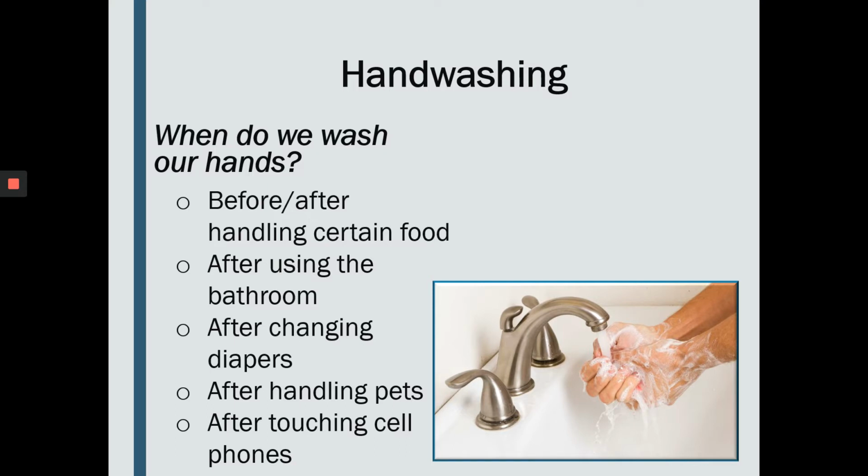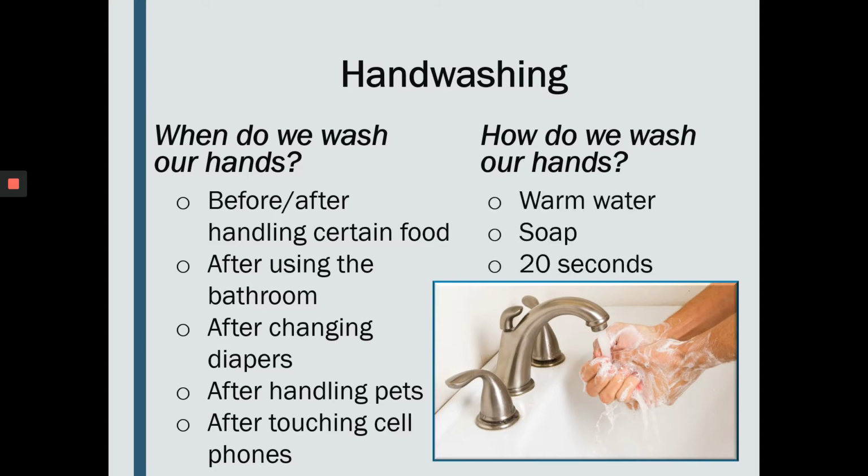How we wash our hands can affect the number of bacteria we remove from our hands. What are the recommended steps for hand washing? The steps for hand washing are to wet your hands with clean, warm water, lather your hands with soap, and scrub your hands for at least 20 seconds to remove bacteria. Rinse the soap off your hands under clean, warm water and dry your hands.